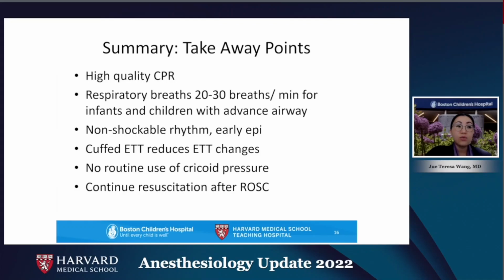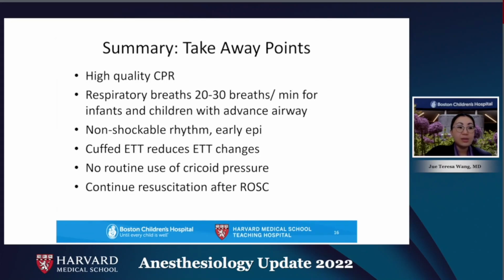The routine use of cricoid pressure does not reduce the risk of regurgitation during bag mask ventilation and may actually distort the airway and impede intubation success. For out-of-hospital cardiac arrest, bag mask ventilation results in the same resuscitation outcomes as advanced airway interventions, such as using endotracheal intubation.